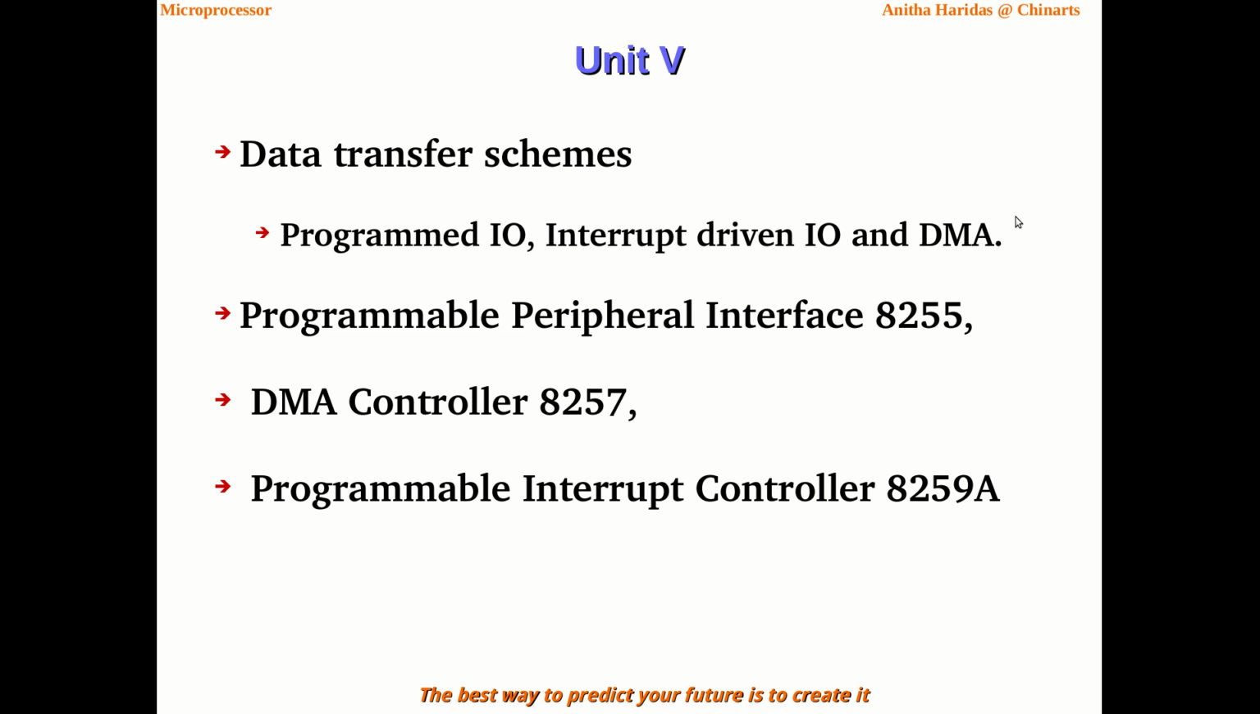Since we have already discussed what direct memory access is, now we are going to talk about the DMA controller 8257. How the input output interface unit that can handle a data transfer using the DMA technique is designed. That is what we are going to discuss today.